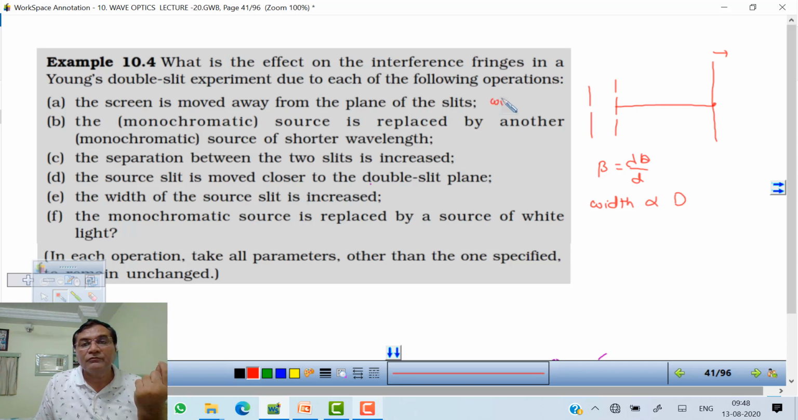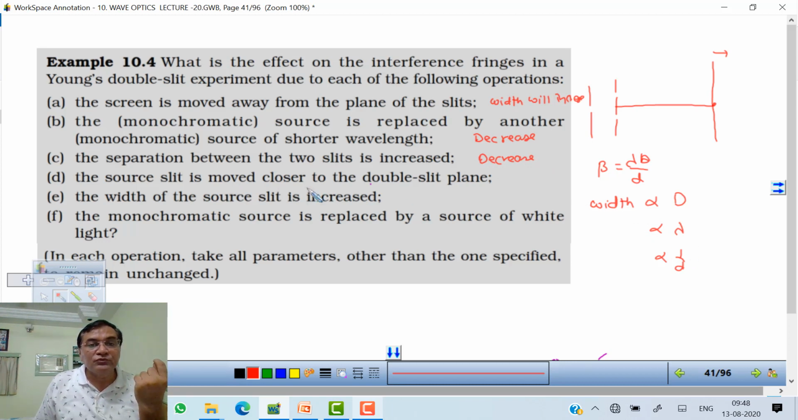Width will increase, but angular position will not change. Angular width will not change. Remember, the source is replaced by another source of shorter wavelength. Width is proportional to lambda, so if lambda is smaller then it will decrease. The separation between the two slits will increase. Now it is proportional to 1 upon d, inverse proportion, so if we increase d, it will decrease.